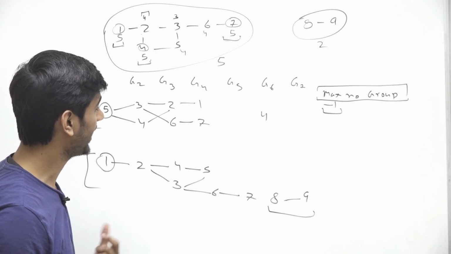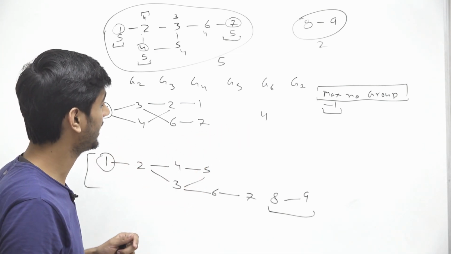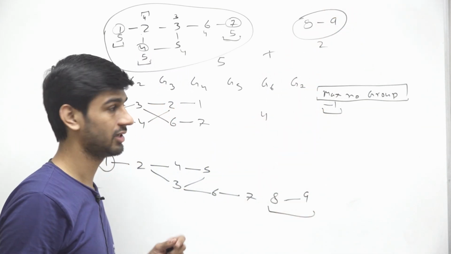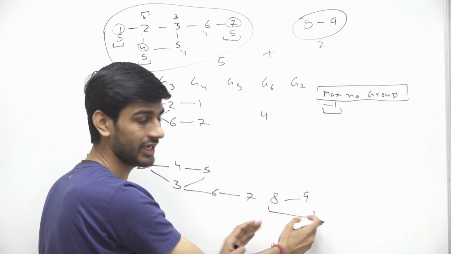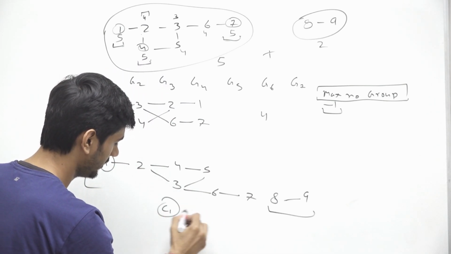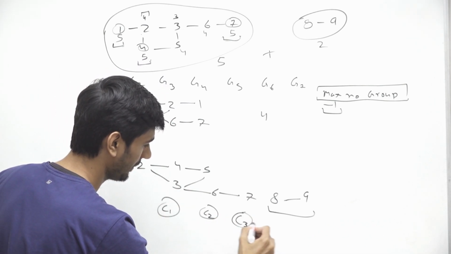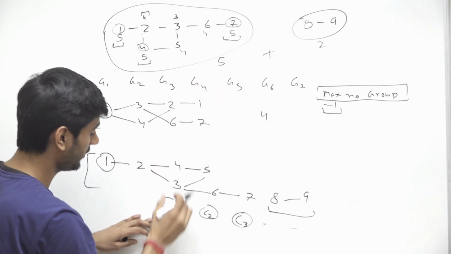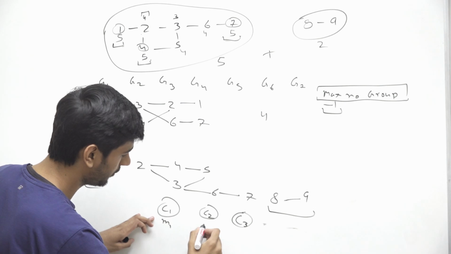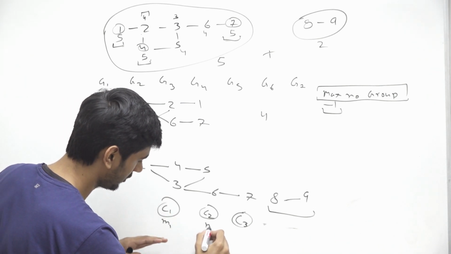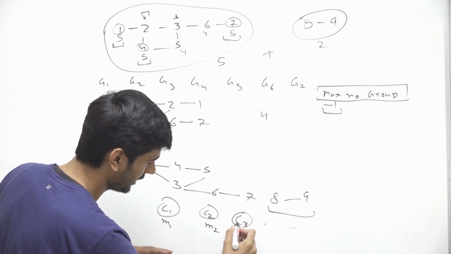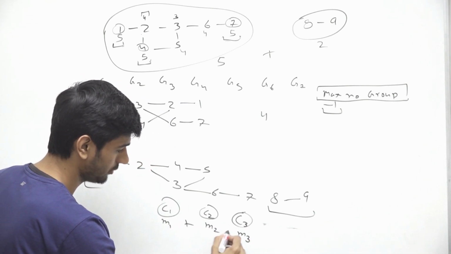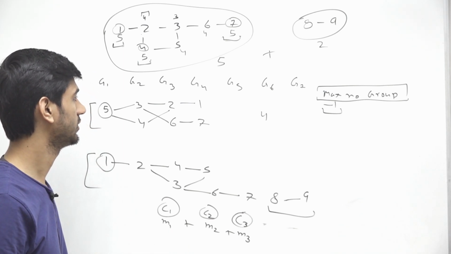So can we say that if we have multiple components, the final answer will be the maximum of this component, then the maximum of this component, and the sum of these, 5 plus 2. So if we have multiple components, let's say C1, C2, C3 and so on, let's say we have 3 components only, and the maximum number of groups in which we can divide component 1 is M1, for component 2 it is M2, and for component C3 it is M3, right? So the final answer will be M1 plus M2 plus M3. This will be the case.